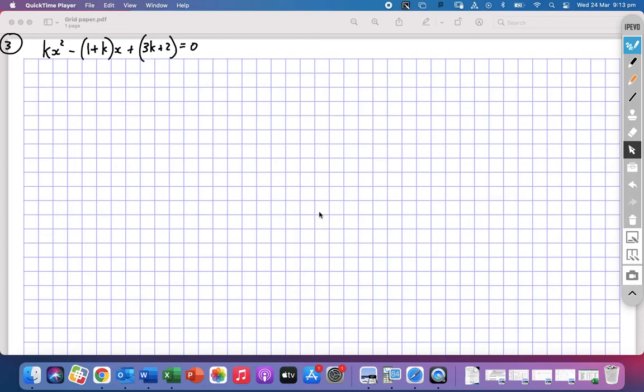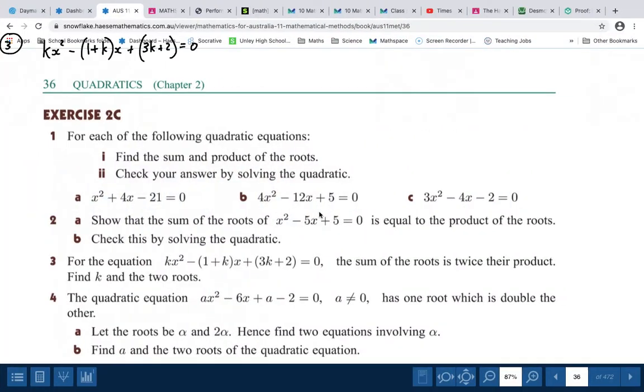Peeps, question 3 of exercise 2C, sum and product of roots questions. For the equation, lots of k's, the sum of roots is twice their product. So if I took 2 times the product, it equals the sum. Okay. All right.